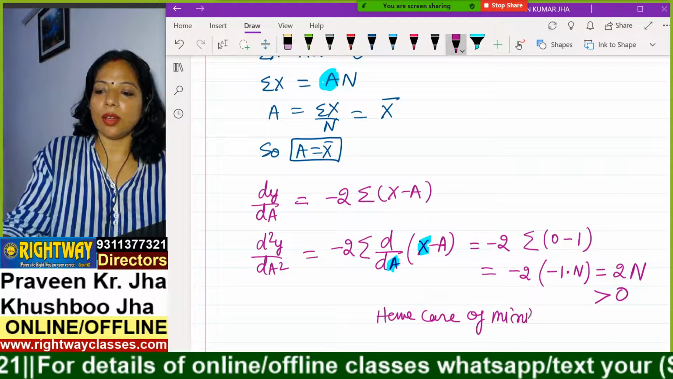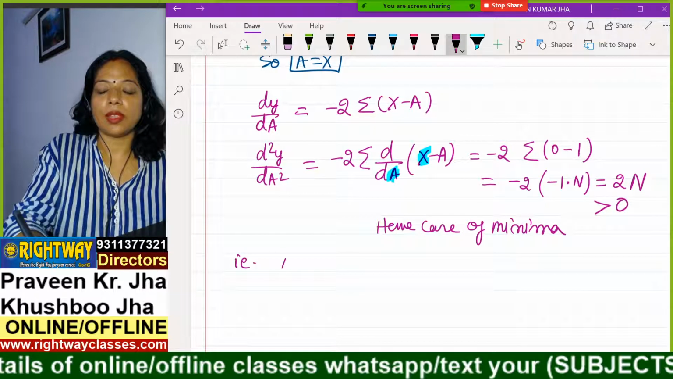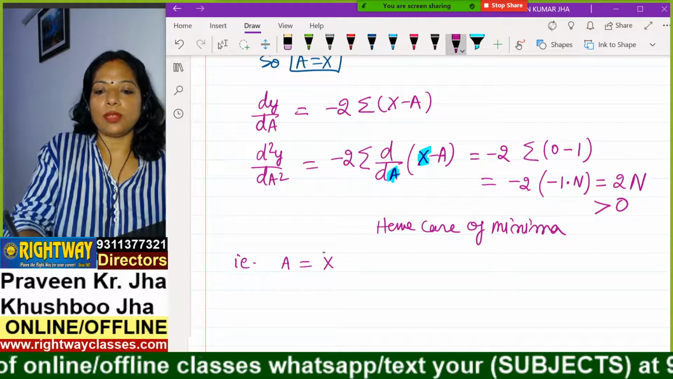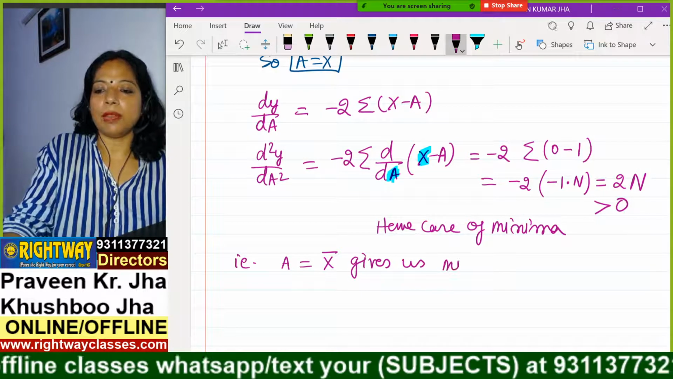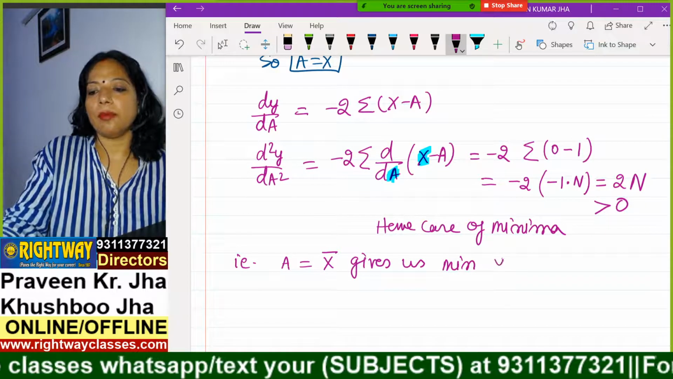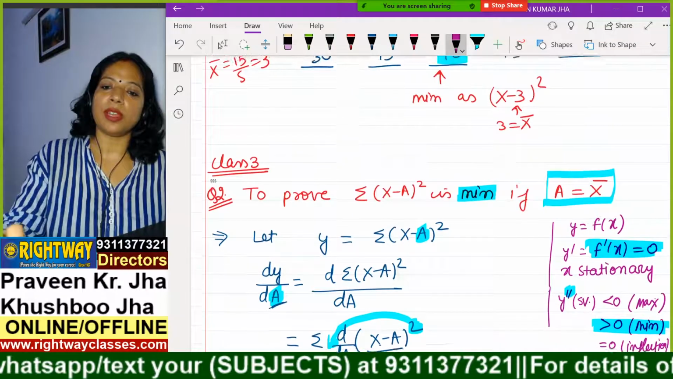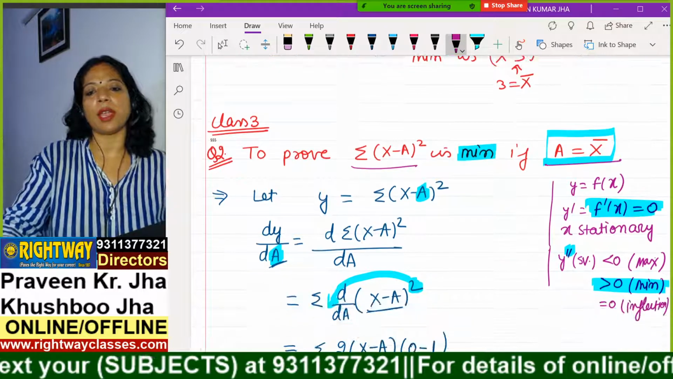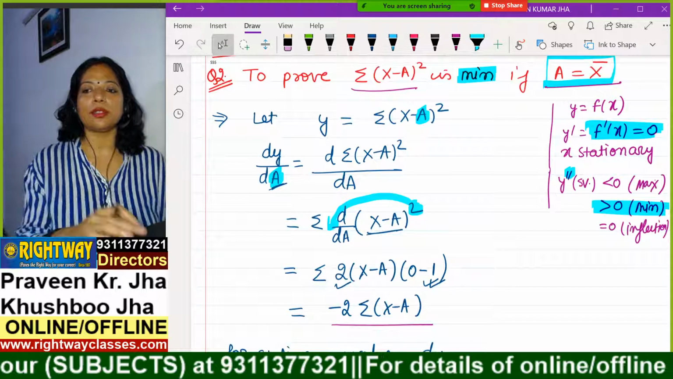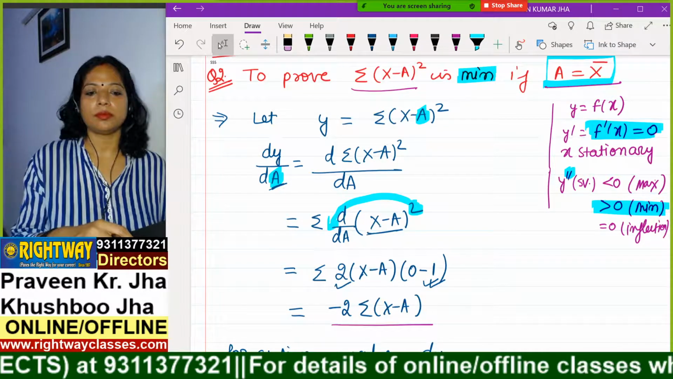Hence a case of minima, that is, a is equal to x mean gives us the minimum y. And this is what we were asked to prove, that this y will be minimum if a is equal to x bar. Is it clear? Is it okay?